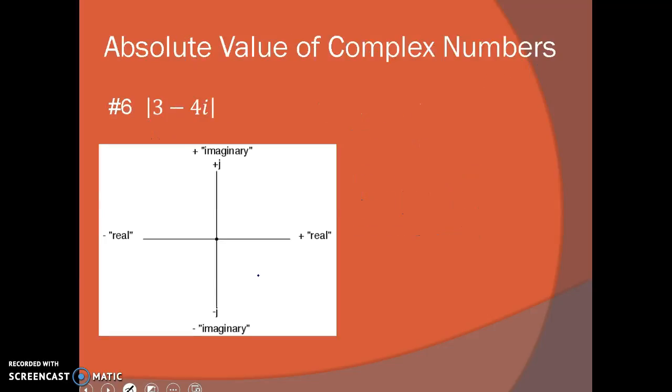So let's do some things with these numbers. Let's first go ahead and graph these so that we can find the absolute value of complex numbers. First of all, the absolute value means how far it is from 0. So distance from 0. And when I graph something like 3 minus 4i, what I'm going to do is go 3 in the real direction and -4 in the imaginary direction.